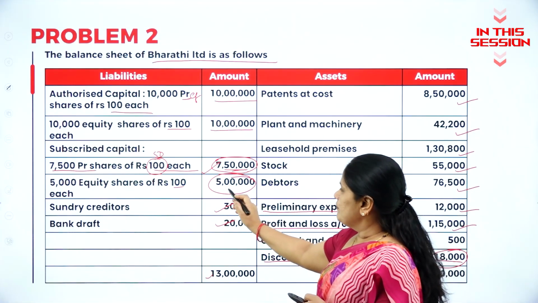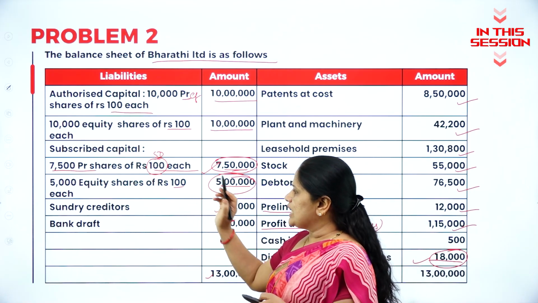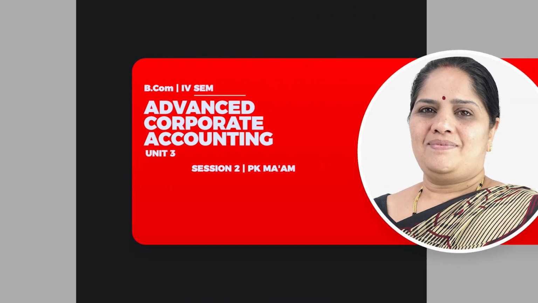What is the value of equity shares? 5 lakhs. So what is the paid up value of each share? 100.